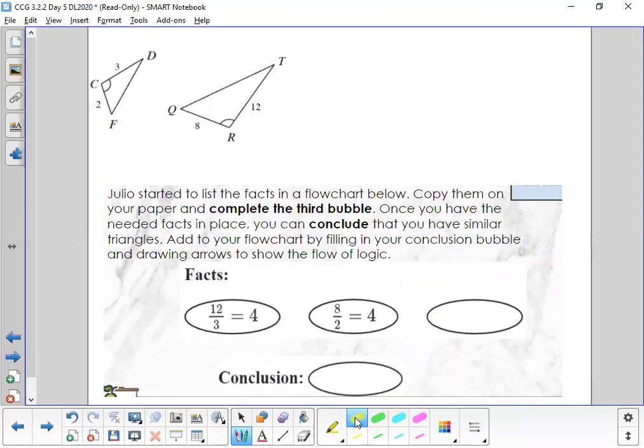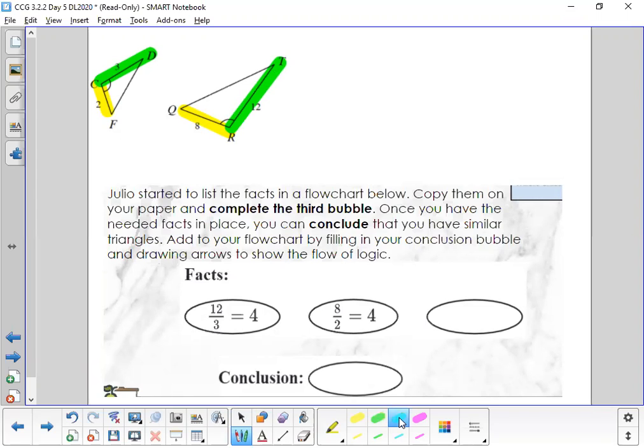So if I look at triangle CDF, I have that my smaller side is CF and that has a length of 2. So that's going to correspond to my smaller side in QRT, which is 8. All right, so those two yellow sides correspond with each other. CD has a length of 3, and that's going to correspond with RT, which has a length of 12. And I know that they correspond because of where their angles are placed and everything.